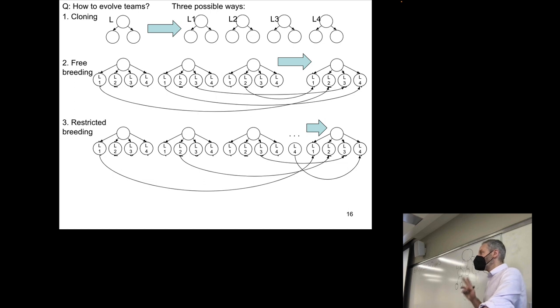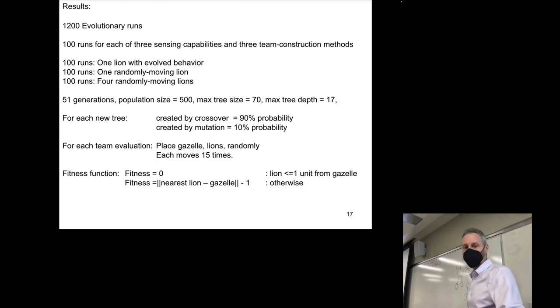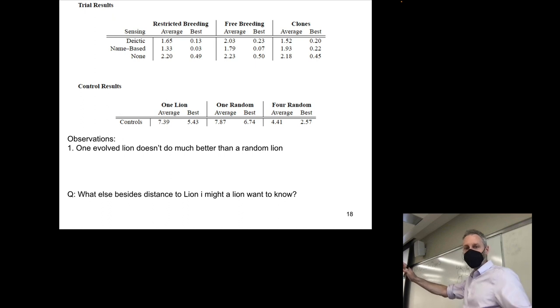Absolutely, right? So that particular combination, restricted breeding and name-based sensing, allows for the greatest specialization, assuming that specialization in this admittedly very simple environment with these simple agents is useful, then yes, that combination should do the best. And given the fact that you mentioned that, let's just skip ahead for a moment. Where is it? There it is. Okay, you're right. So what I want you to look at here, we'll spend a moment parsing this table.